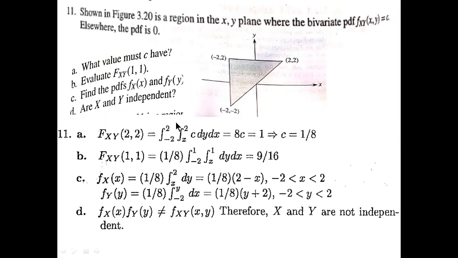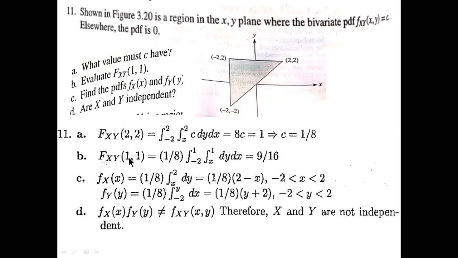So if you integrate this over here, you'll get the value, one side x, and the other side you can get the value 2, that is 2 minus x. The value 2 minus x into c, and again you integrate once more, totally you'll get the value here as 8c. Okay, you'll get the value as 8c, and that will give c equal to 1 by 8. So the total value for this f of xy should be equal to 1.